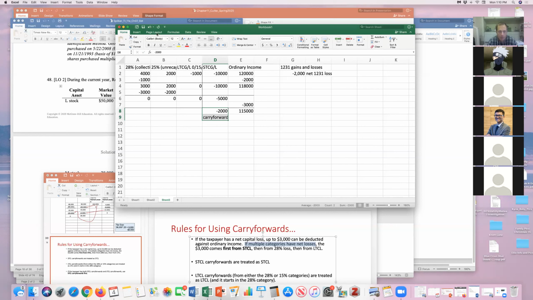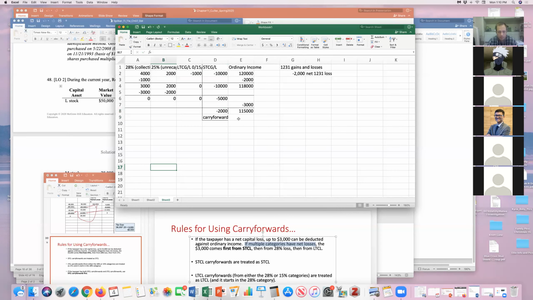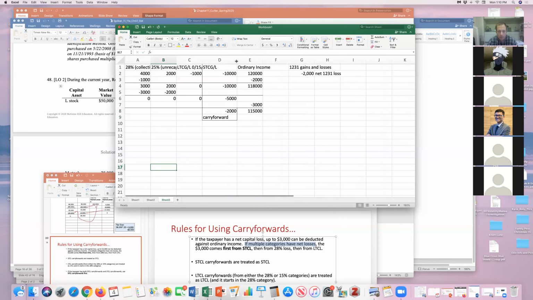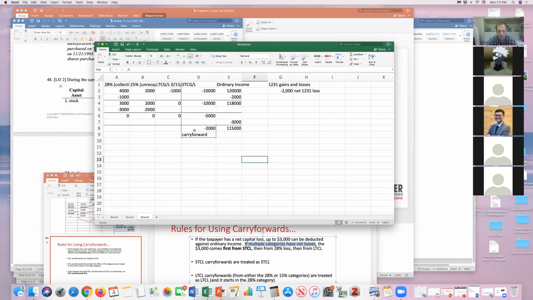Because it came from the short-term side, it's going to start next year as a short-term capital loss right here, 2,000. So I think that's some pretty good variations on things that can happen when we're doing the netting. Any questions?